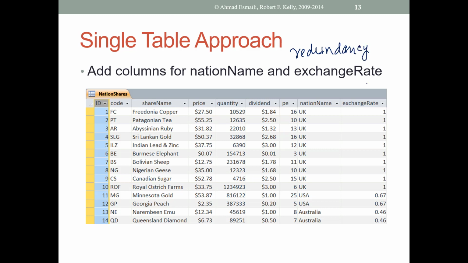Redundancy, which relates to duplication in the record. Pay attention to how many times we are repeating UK1: 1, 2, 3, 4, 5, 6, 7, 8, 9, 10 times the same information. Similarly, USA and its specific exchange rate, we are repeating multiple times. Similarly for Australia. So one thing you can straight away see is that we are wasting a lot of storage.